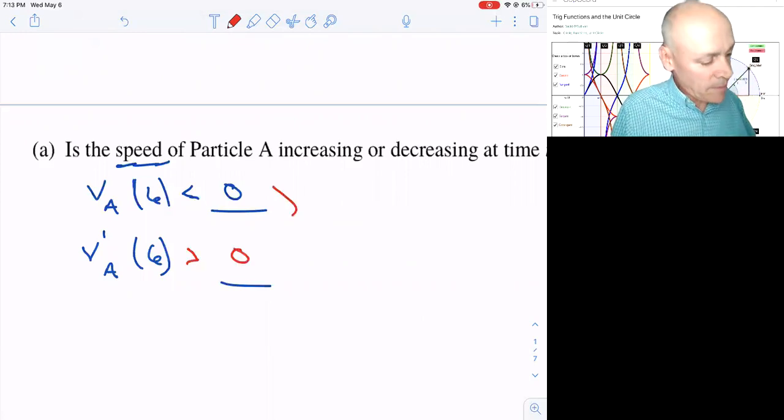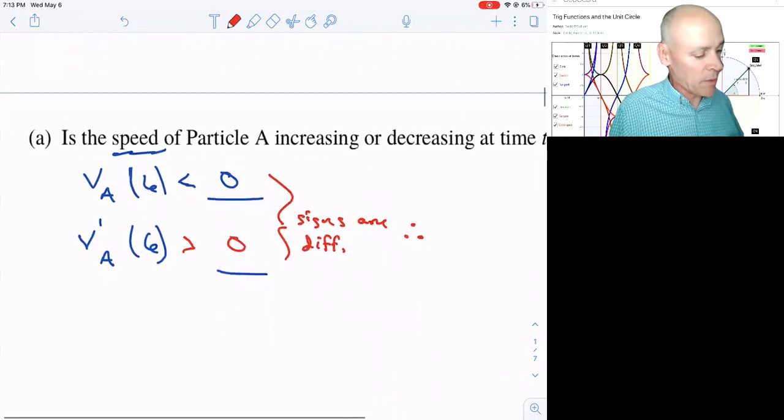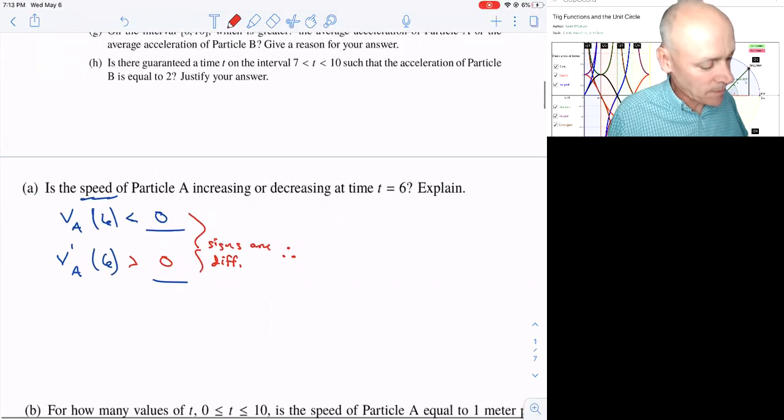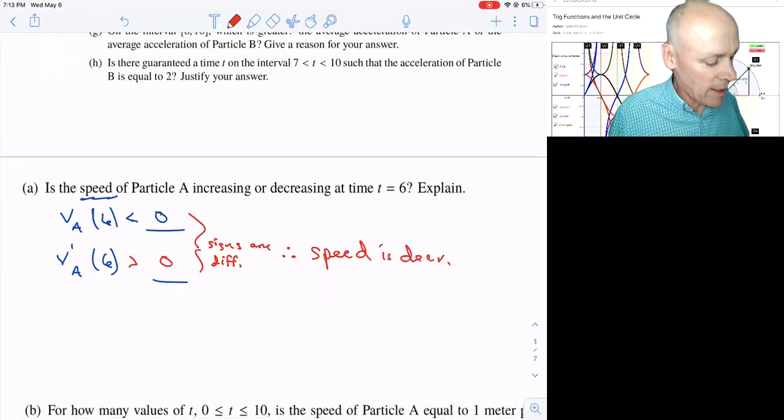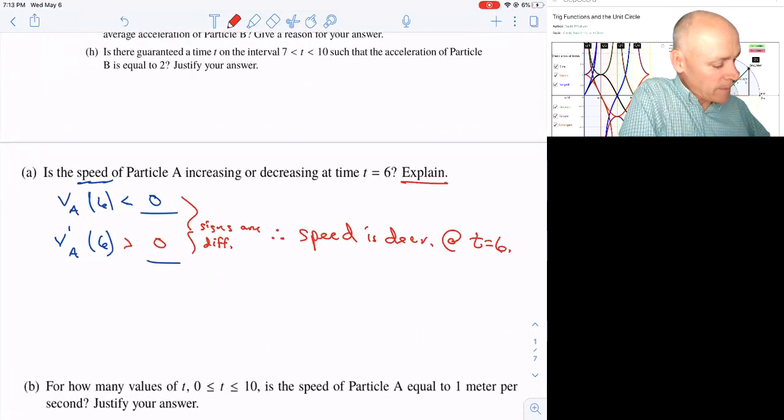My signs are different. Therefore, what's going on with speed? Speed is decreasing at t equals 6, and that is my explanation. Okay, all right, part B.